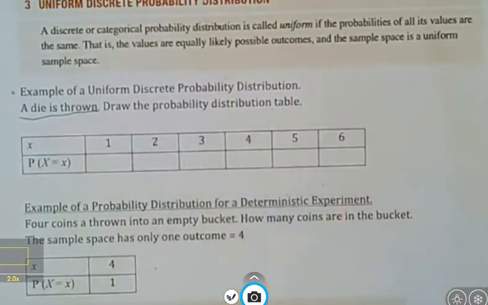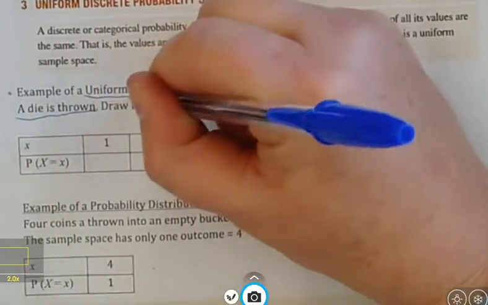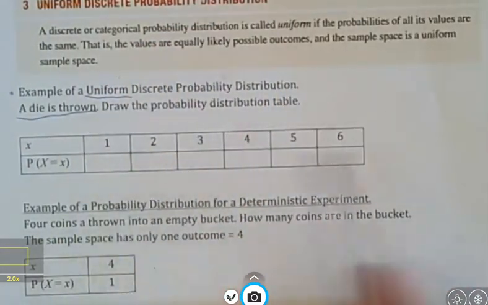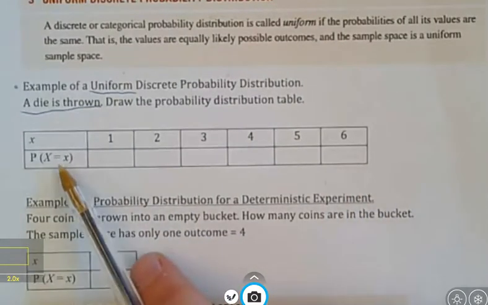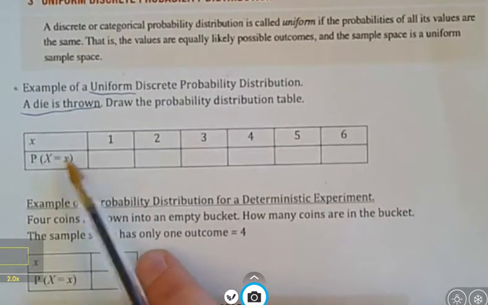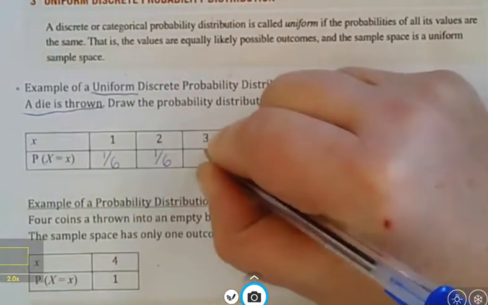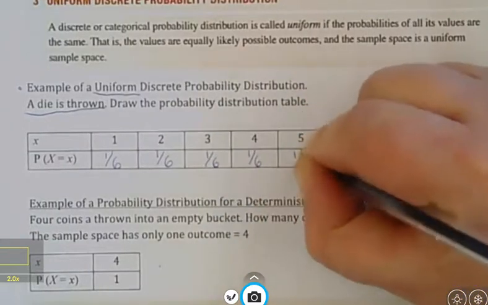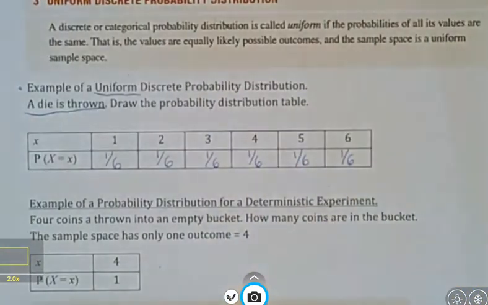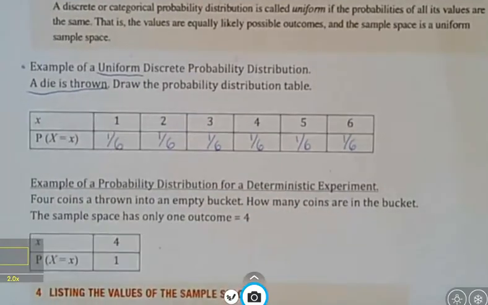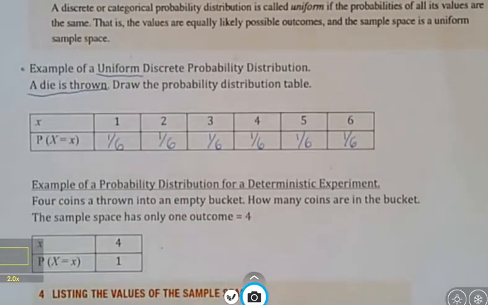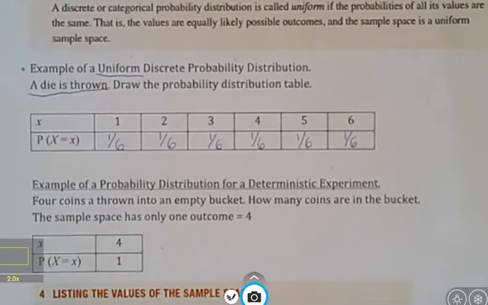Draw the probability distribution table. Remember, this is uniform because all the possible outcomes have equal probabilities. What's the probability that my outcome is 1? And 2? Do you get why this is called a uniform discrete probability distribution? Because all the probabilities are the same. In the example we looked at before, they're not the same. It wasn't uniform.